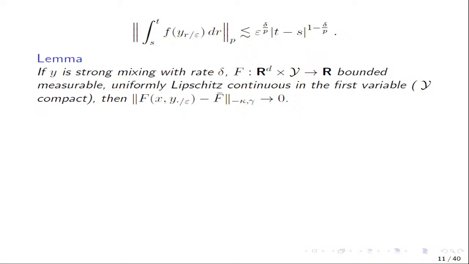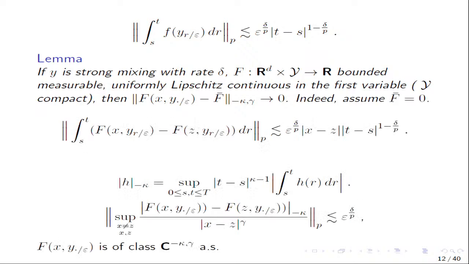Now, why is this useful? So from here, we can look at, say you have your slow variable at two different times, and we can look at this P norm. You get an estimate like this coming from Lipschitz continuity.